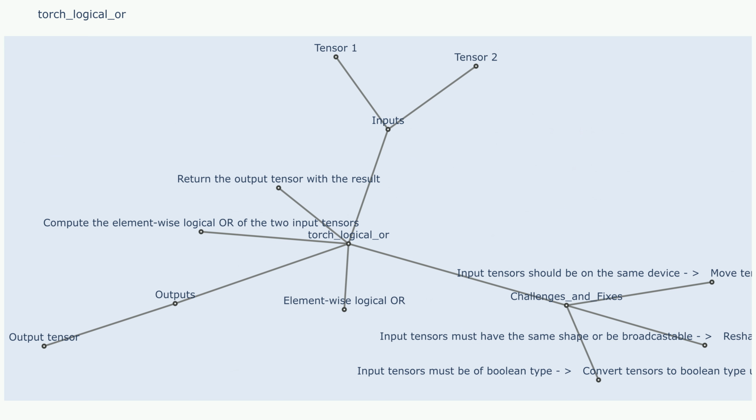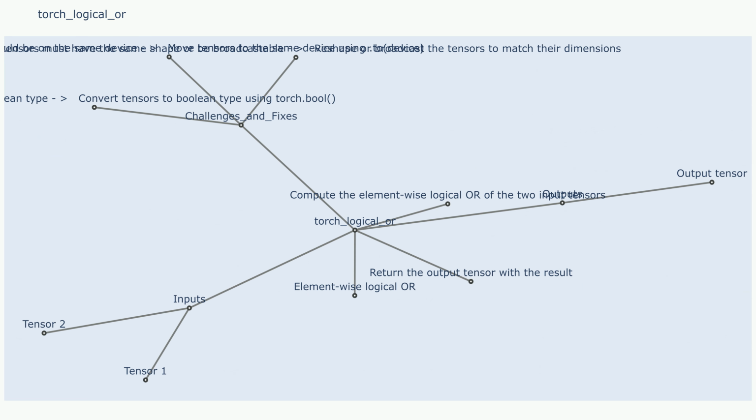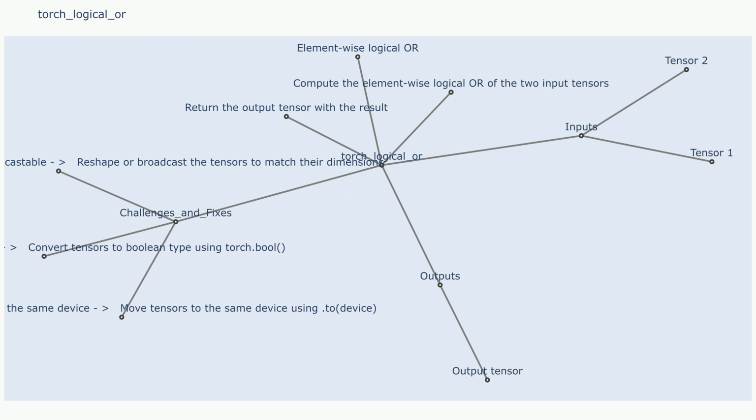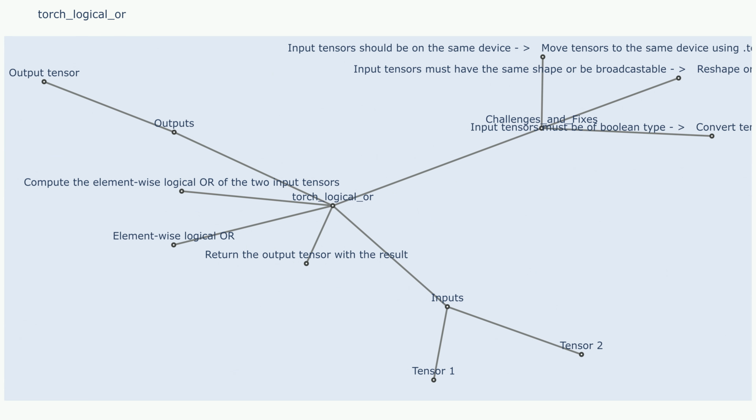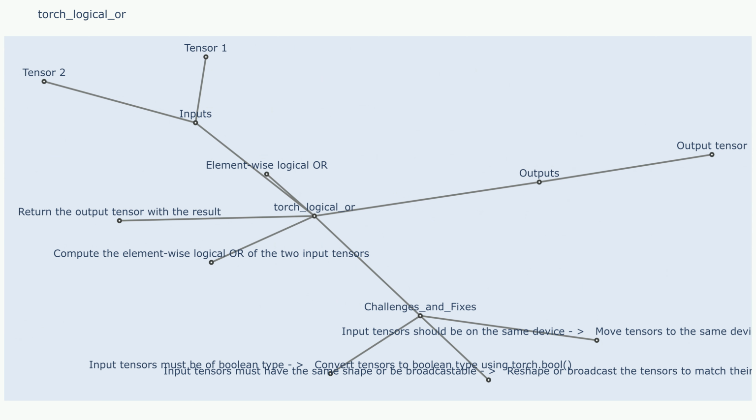Output 1: a tensor containing Boolean values resulting from the logical OR operation. The shape of the output tensor is the same as the input tensors. Step 1: the torch.logical_or function iterates through the corresponding elements of the input tensors, performing a logical OR operation on each pair of elements. Step 2: if either element in the pair is true, the corresponding element in the output tensor is set to true. Otherwise, it is set to false.